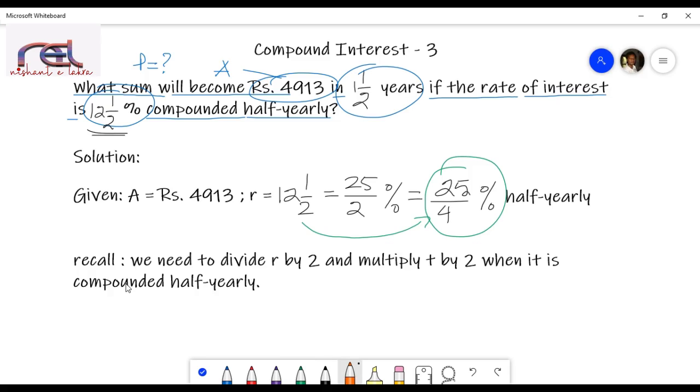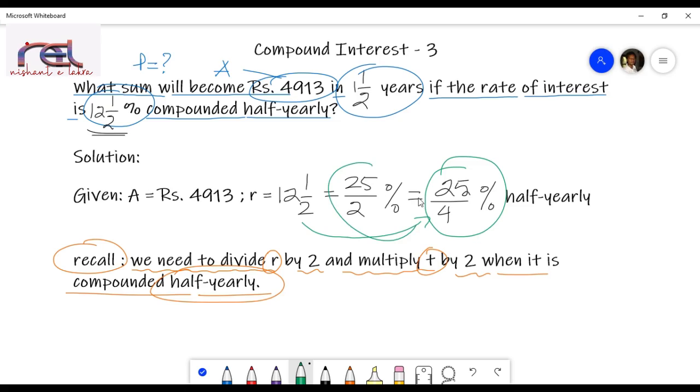I hope you remember that basic rule I had given you before. Just to recall, we need to divide rate by 2 and multiply time by 2 when it is compounded half yearly, when we are solving a question based on interest rate which is compounded half yearly. That's why 25 by 2% changes to 25 by 4%.